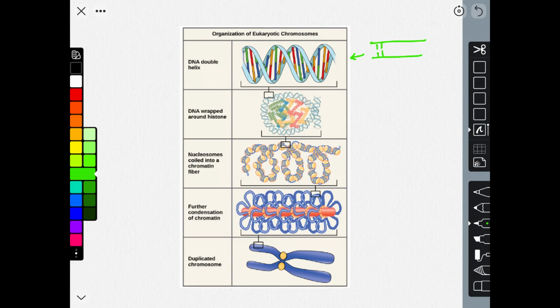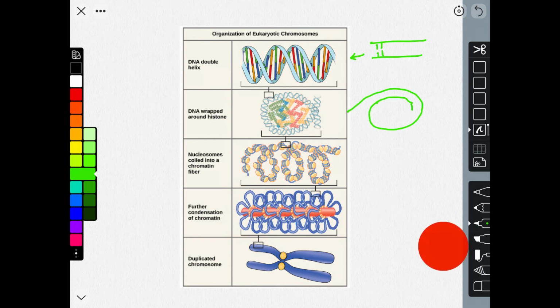Those double helices then get wrapped around proteins called histones. And this helps the DNA to compact. The DNA has to get unwrapped from those histones before it can be replicated. So this is actually a really cool way of controlling gene transcription, because you can't access the DNA while it's wrapped really tight.